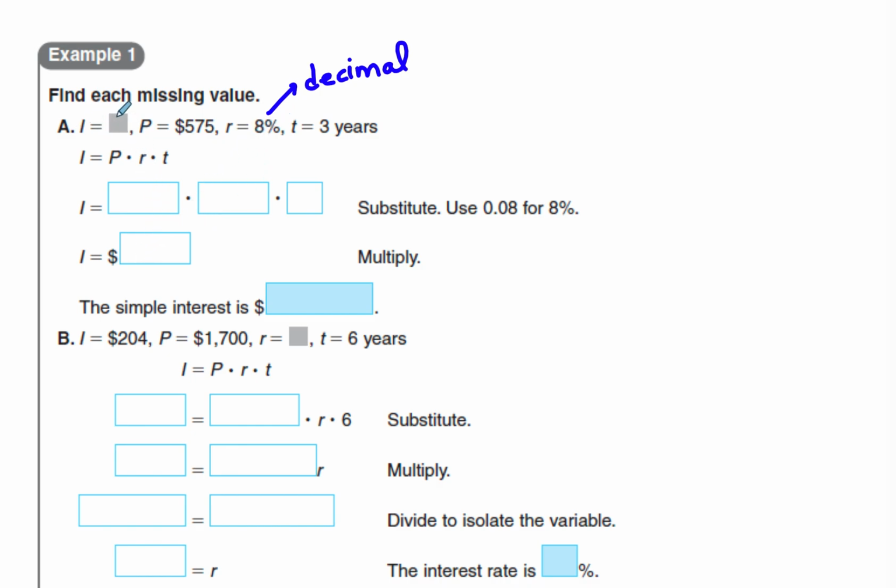So we're going to substitute the numbers. We don't know what the I is, so we're going to put I equals our principal, 575, times our percent as a decimal, 8/100, times our time in years, 3. All right, and then we're going to go ahead and just multiply those things together. 575 times 8/100 times 3 equals $138. That's how much the simple interest is.